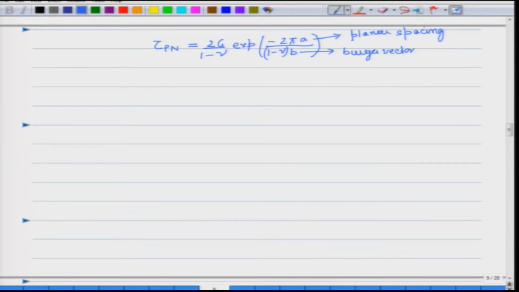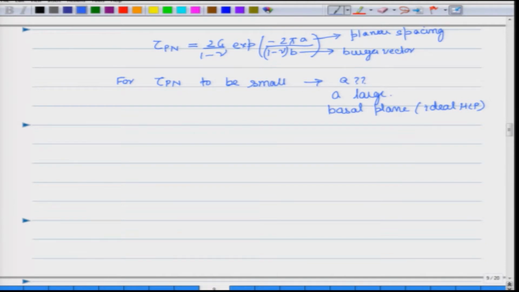So, if you want tau PN to be small, what do we want with a? a should be large. So, you can see if a is large, this being a negative quantity, tau PN will be small. So, a should be large, and this happens for the basal plane. So, this is the basal plane assuming ideal condition, ideal HCP.